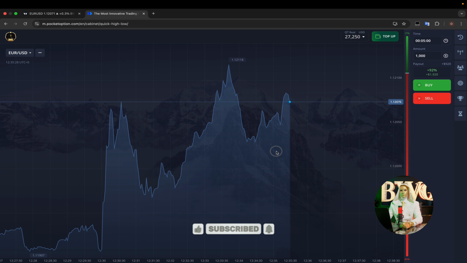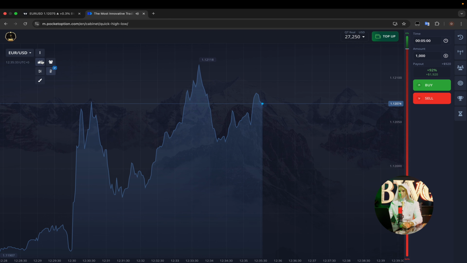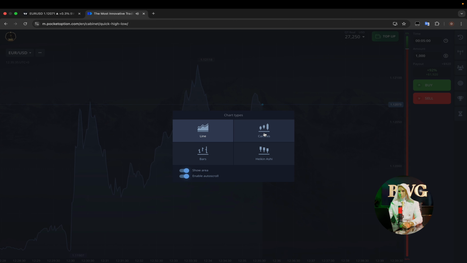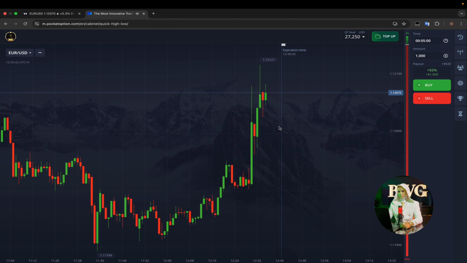What do we see when we get to the platform? We see a linear graph. The first thing we need to do is change it to a candle. After all, we analyze and focus directly on candles. This is where you can do it. This is how it all changes and looks.